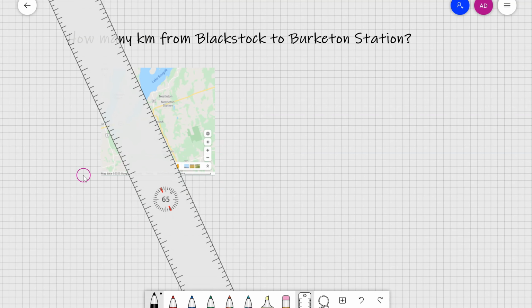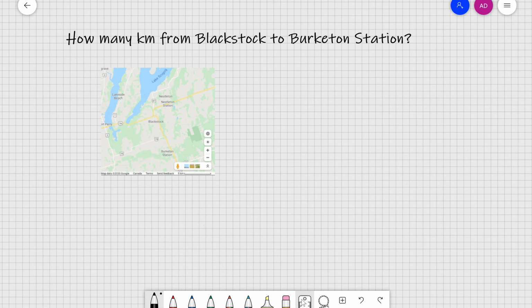All you have to do is measure this distance using a ruler, and let's see how we solve it after that. So you take a ruler, you measure the distance from Blackstock to Birketon station, and on my map it might be about 2 or 3 centimeters. So I'll round it to 3 centimeters. And all we have to do is write here, what do we have? We have kilometers and centimeters, right? So the distance in reality and the distance on the map.